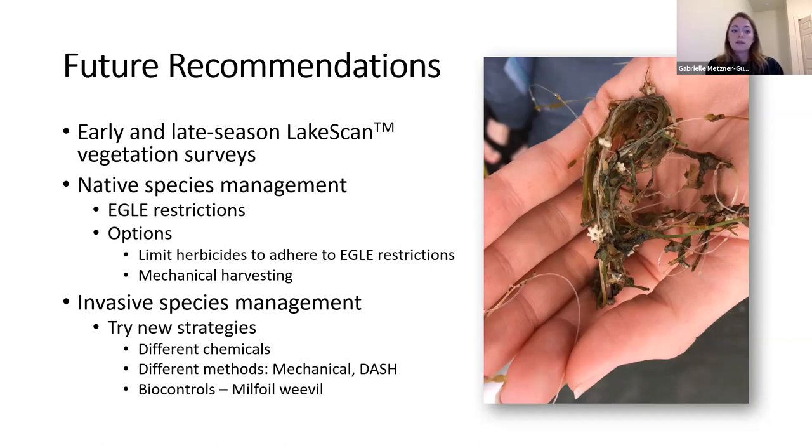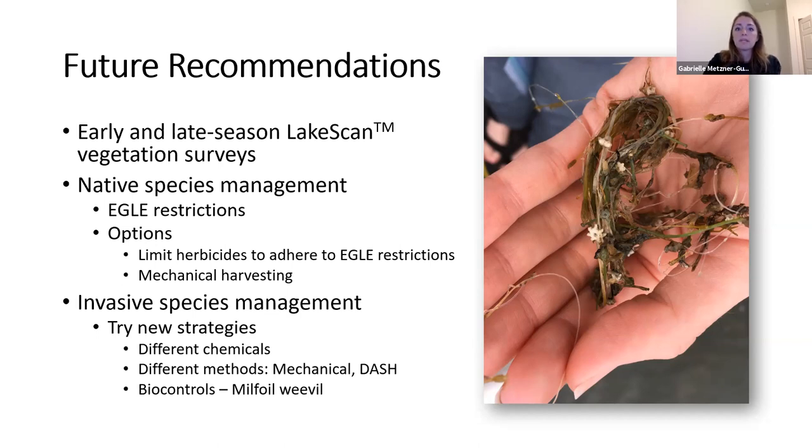So other options that we could think about include using herbicides, if that's an option, but definitely we need to double check with EGLE and adhere to the restrictions because they are native species. Another option is mechanical harvesting, which is like mowing your lawn. It's not going to get rid of the plants, but it will keep down those nuisance conditions for at least some time. It's definitely something we need to explore and especially assess the costs, because both of those management options have associated costs.